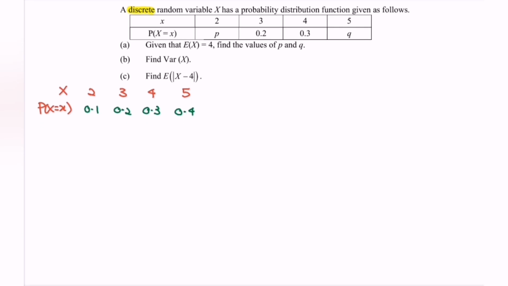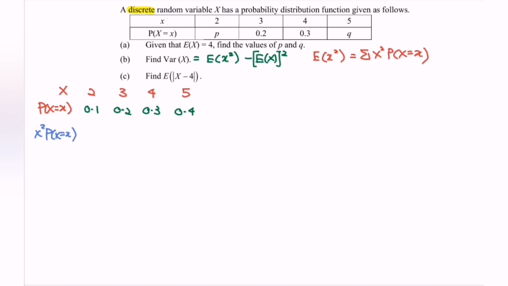Kindly refer to question B. The question asks us to find the variance. So the formula will be E(x squared) minus (E(x)) squared. Next is to find E(x squared). The formula for E(x squared) is equal to the summation of x squared multiplied with the probability. So my suggestion is to make use of the table, x squared multiplied with the probability.